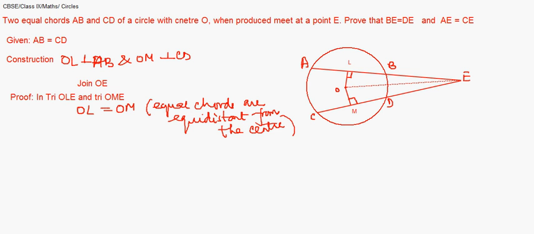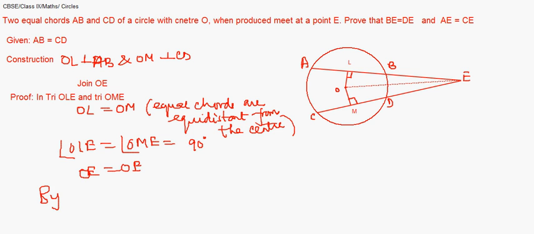We also know angle OLE is equal to angle OME. They both are 90 degrees. And also OE is equal to OE, that's common. So by RHS criteria, we prove triangle OLE to be congruent to triangle OME. Once we prove the congruency, by CPCT we can say LE is equal to ME.